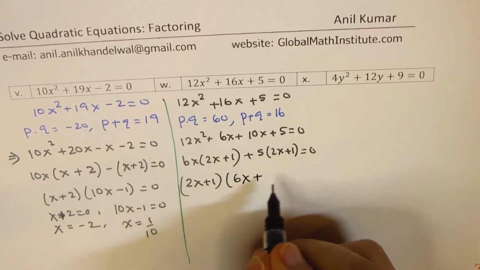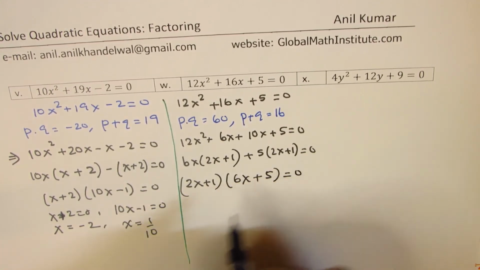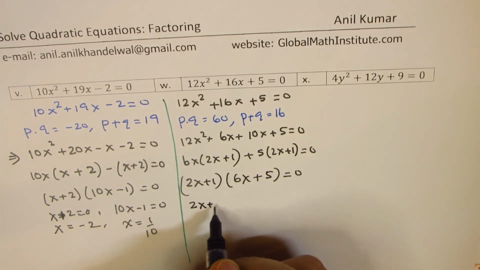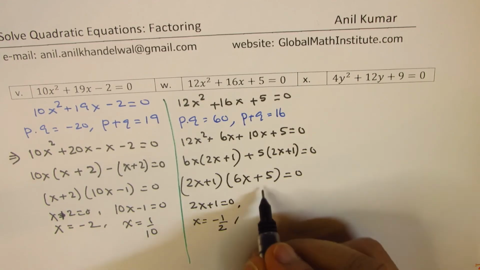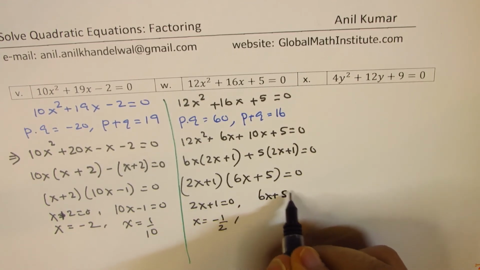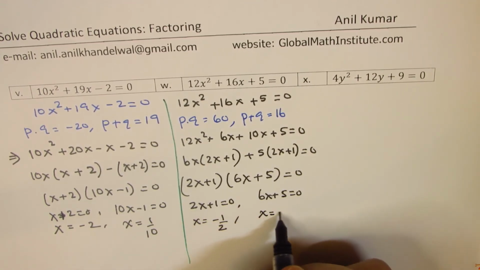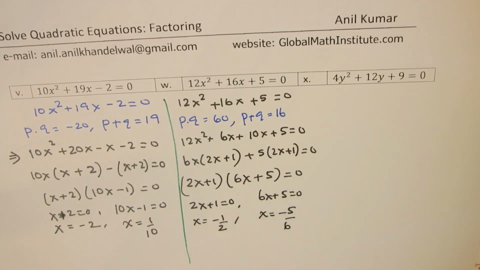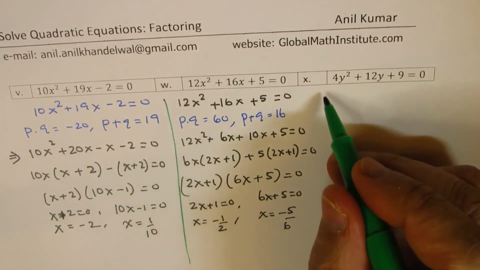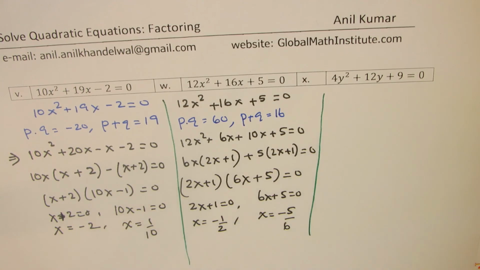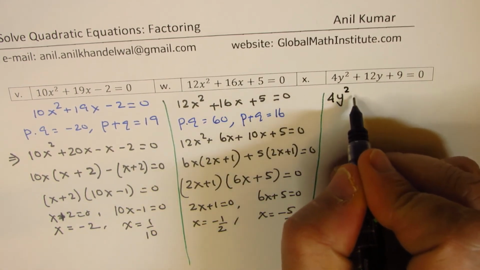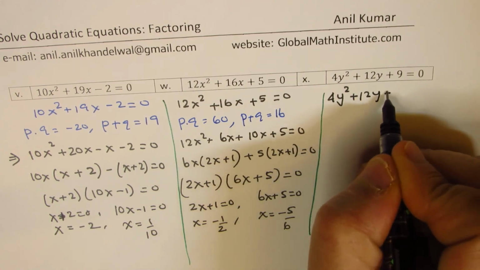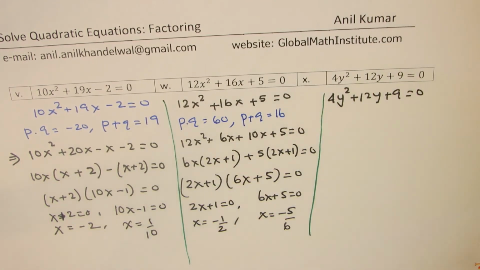So we have 6x plus 5 equal to 0. So that gives you 2x plus 1 equals to 0, gives you x as minus half. And 6x plus 5 equals to 0 gives you x as minus 5 over 6. Correct? The last question here is 4y squared plus 12y plus 9 equals to 0.